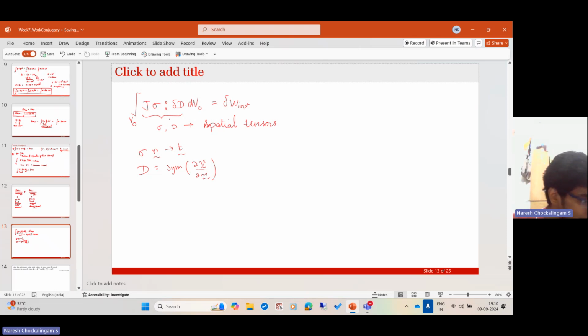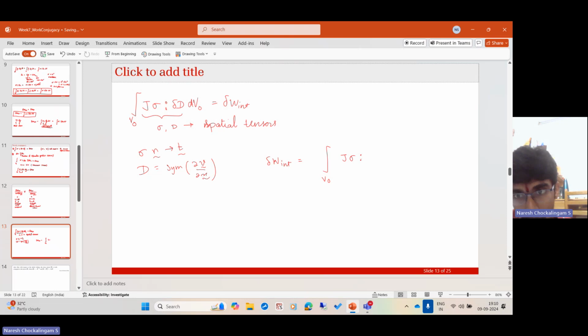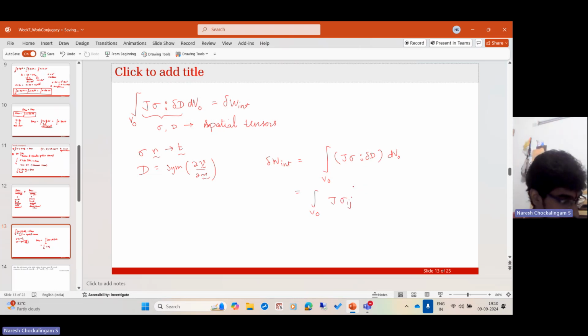So what we can do is make the integrand also in terms of the reference quantities. So how do we do it? Start with this definition. This is nothing but the integral over the volume of J sigma contracted with del D dV naught. But what is J sigma contracted with del D dV naught? It is J sigma ij del dij.